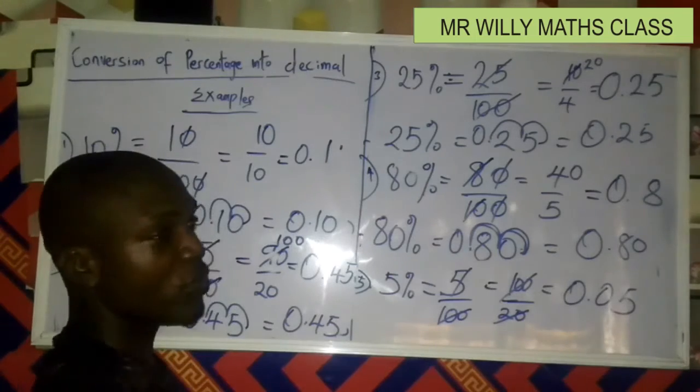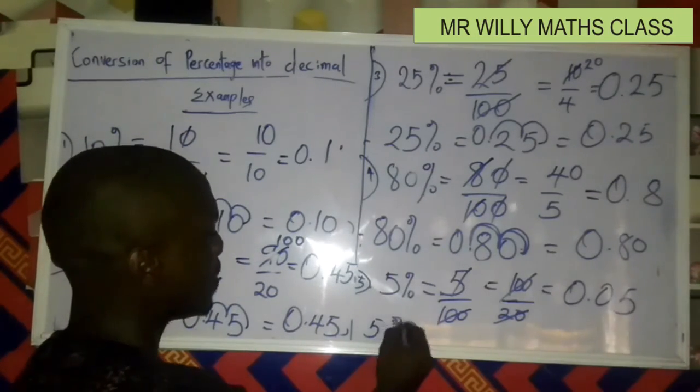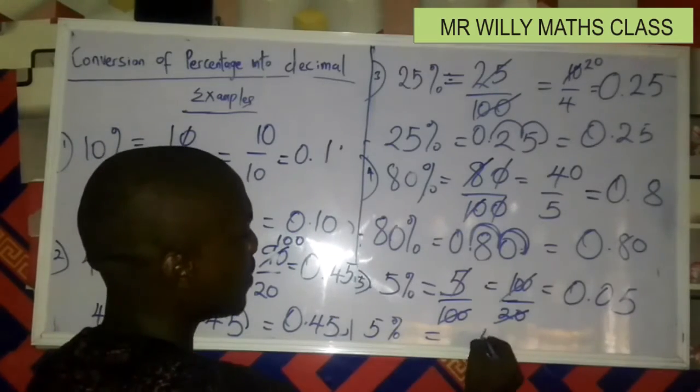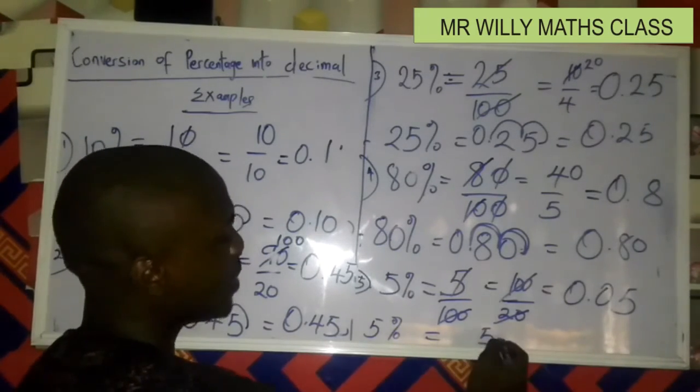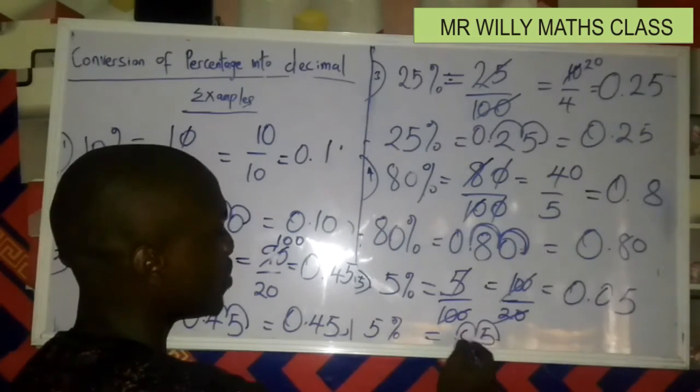But if you don't want to use this method, you can use the other method. You write your 5%, then you write out the 5. After writing the 5, you count 2 decimal places backward. 1, 2. You put your point, you put your 0, you put your 0.